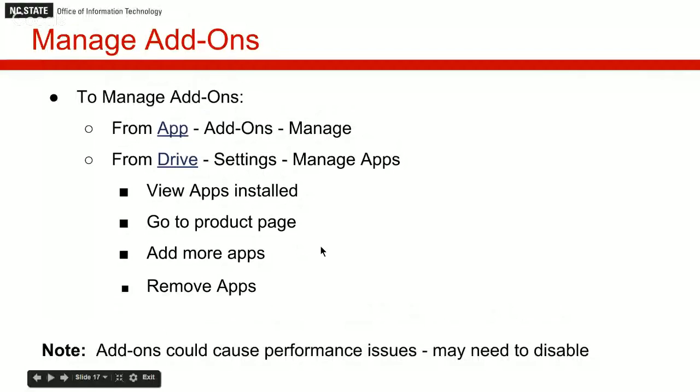And then one final slide on add-ons. When it comes to managing add-ons, there's a few different ways that you can take a look at which enhancements you've already enabled and activated for your account. You can go back through the individual app like we did earlier, go back to the add-ons menu and click on Manage. Or from your Drive landing page, you can go to the Settings gear, click on Settings, and then Manage Apps. And from those locations, again, you can view the apps that you've installed.